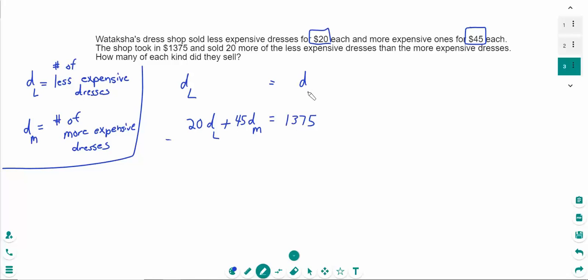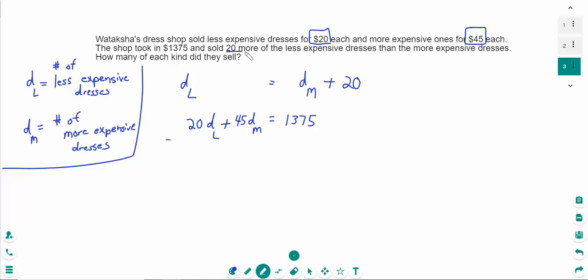So here's our expensive ones. It's equal to the more expensive ones, D sub M. But D sub L is 20 more than this. So we need to add 20 to the more expensive ones so that these two would be equal to each other. You following me? This is probably the trickiest part of the whole problem, just getting this equation. We're saying that the number of less expensive dresses is equal to the number of more expensive dresses plus 20.